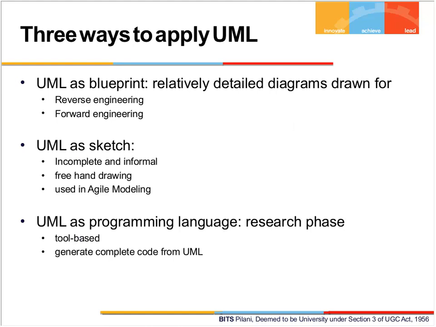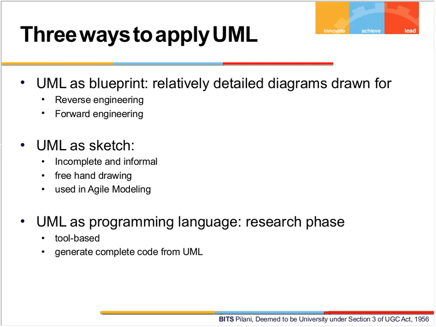The other way is using the UML as a sketch, right? Have a rough diagram. You have a pen and a paper, you have a whiteboard, you draw the UML diagram, use the notations, but you are freehand, you are not so rigorous, right? And this is what Agile does. So your Agile is what uses UML as a sketch.